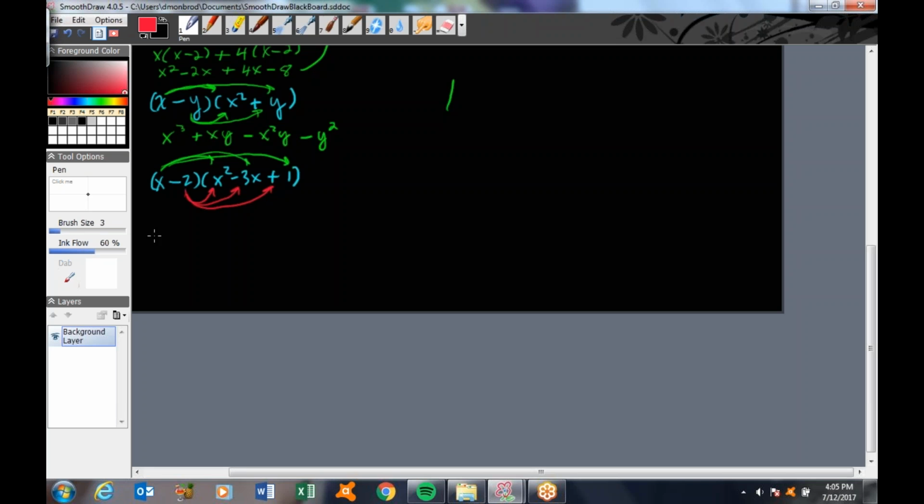So we're going to go x times x squared is x cubed. Then we're going to do, in fact, let me go back to that color scheme that I had. Okay, so all these green arrows will be in green. So I'll have an x cubed, then I'll have minus 3x squared, and then I'll have finally x times 1 is a plus 1x. Then I'll move to the red here.